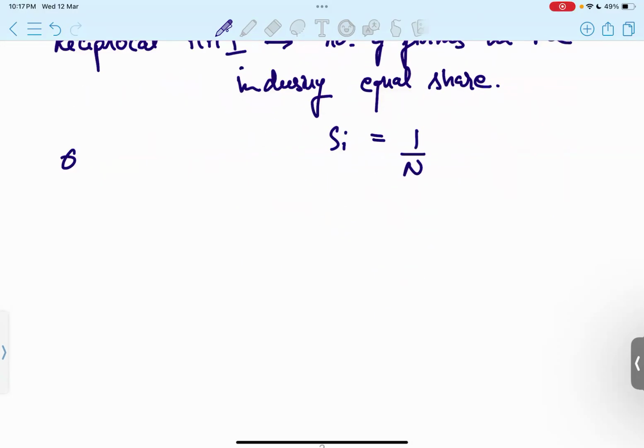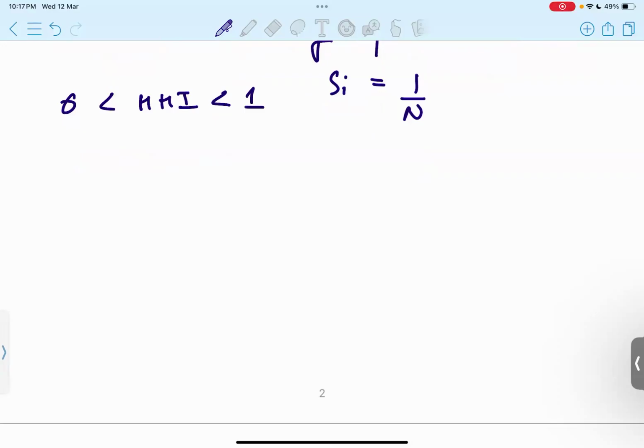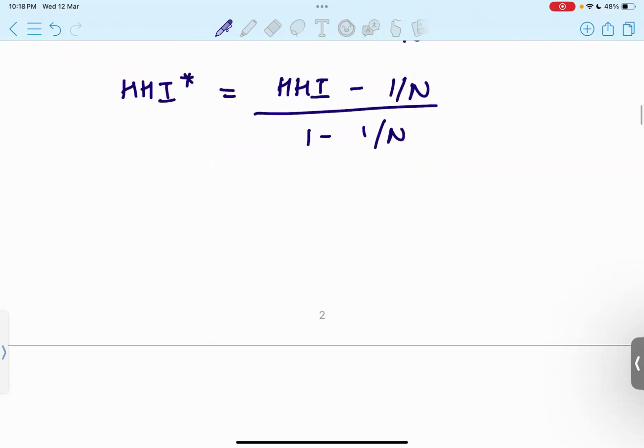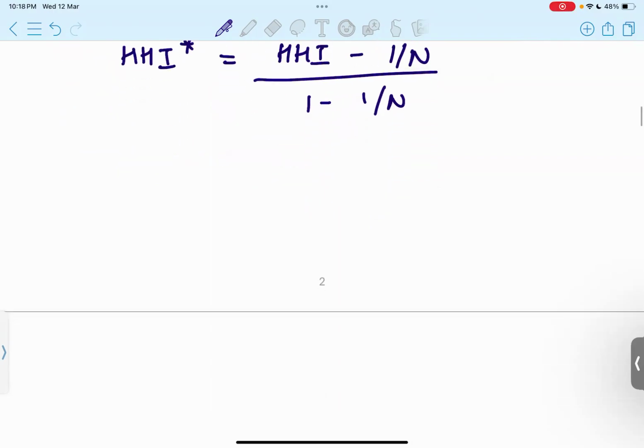Overall the value of this index is between 0 and 1. Under the normalized form of the index, we have to calculate the value, where n is the total number of firms. So this is the formula for that. We just need to be aware of the measures to calculate market concentration.